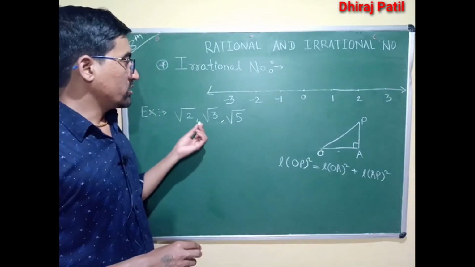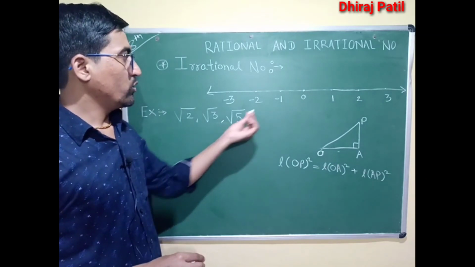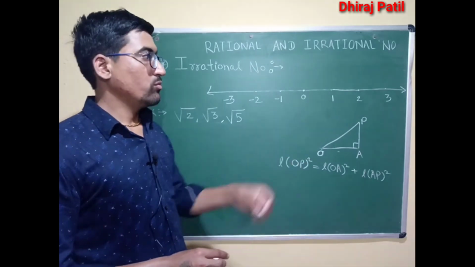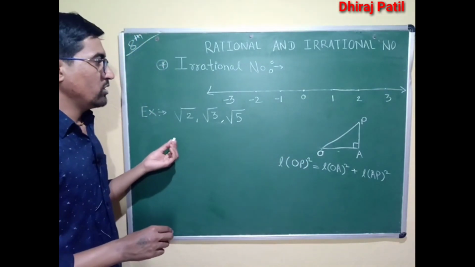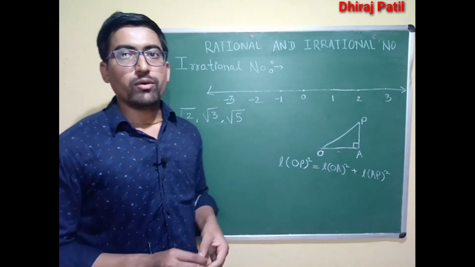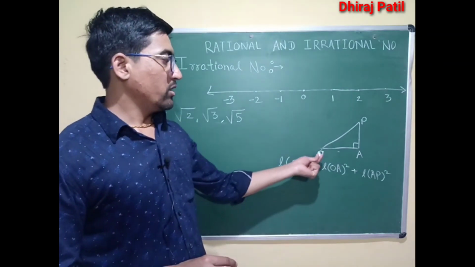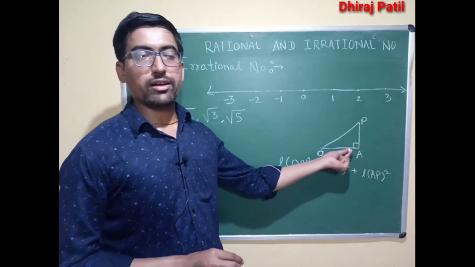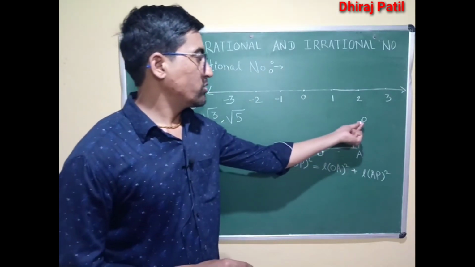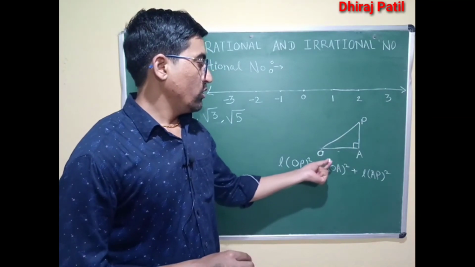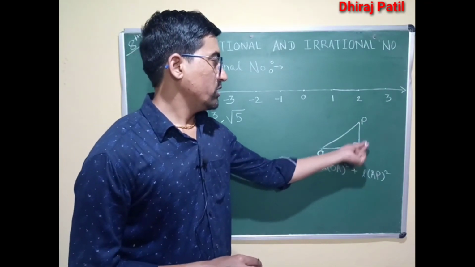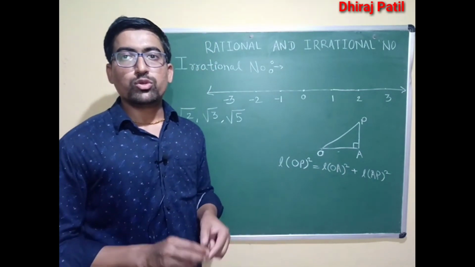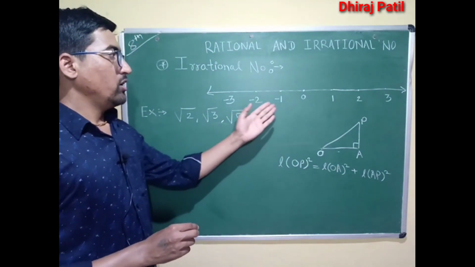Friends, these irrational numbers can be shown on our number line. So how do we show them? Before solving this, we have to recall our Pythagoras theorem. Here we write triangle OAP. This is nothing but a right angle triangle. So OP square is equal to OA square plus AP square. By using this Pythagoras theorem, we have to show our irrational numbers on the number line.